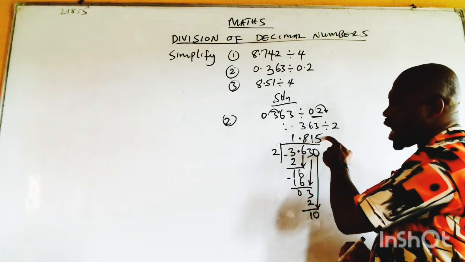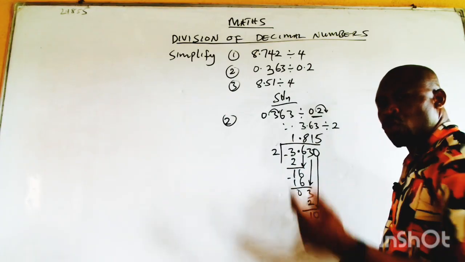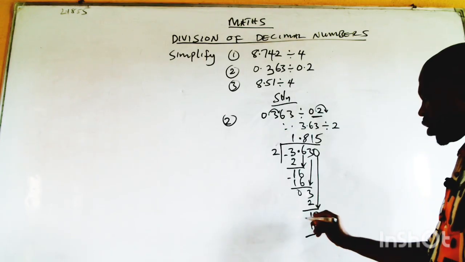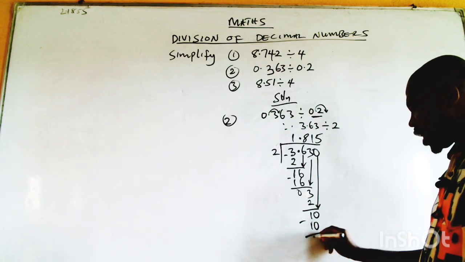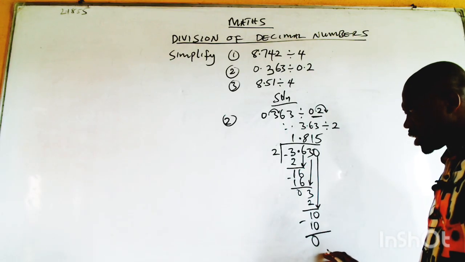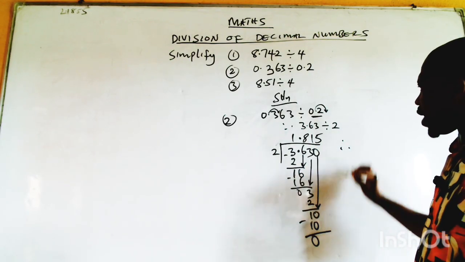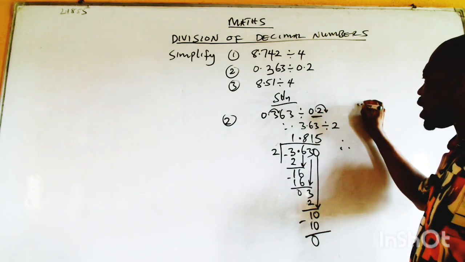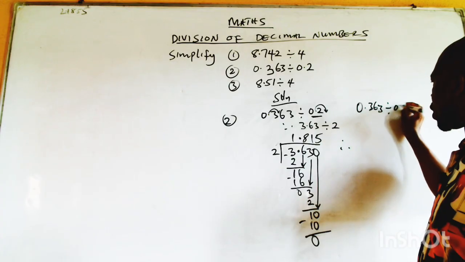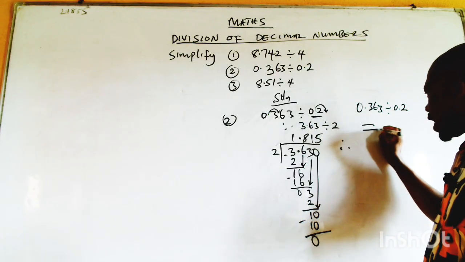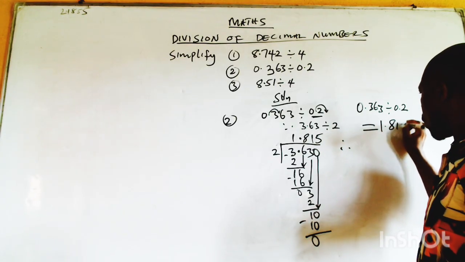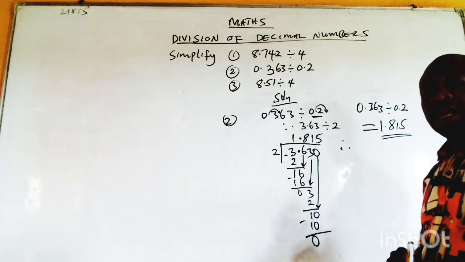Now, 5 times 2 will give us 10. And then we subtract here. 10 minus 10 is 0. Therefore, we have ended it like this. Now, we can say that the original number, 0.363 divided by 0.2, the answer is equal to 1.815, and this is the answer.